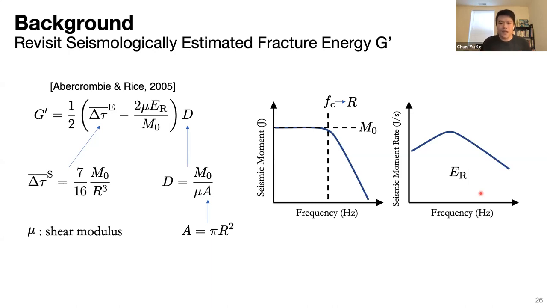So the stress drop here, delta tau, can be estimated by Brune's model, which depends on M0, the low frequency amplitude of the source spectrum, and the source radius, which can be estimated through the corner frequency of the source spectrum. And mu is the shear modulus of the surrounding material, and the radiated energy can be estimated through the integration of this velocity spectrum. And the average slip can be calculated from M0, and A is the rupture area, which is assumed to be circular, therefore pi r squared. And there you go, seismologically estimated fracture energy.